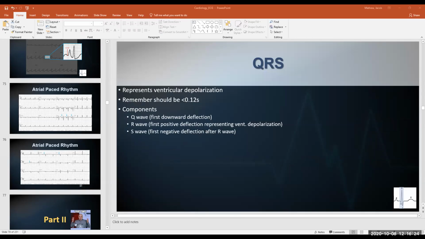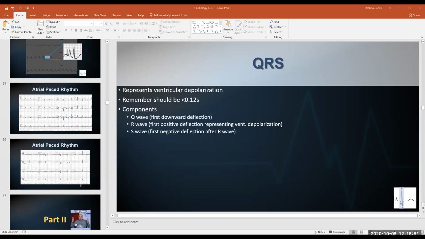So QRS, this is where a lot of the, I don't want to say pathology, but a lot of the information is, where this slide deck becomes very thorough, because there's so much that happens within this complex, things that we know and things that sometimes we haven't even seen before that I'll show you today that I've learned over the past few months. So I try to make this section especially thorough on top of the ST segment elevation section.